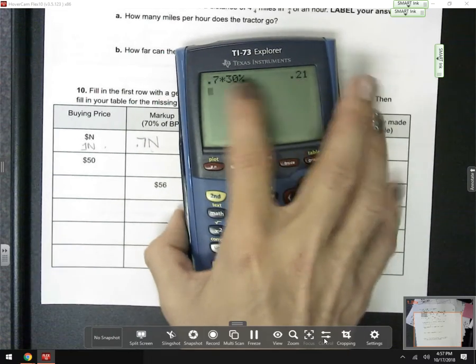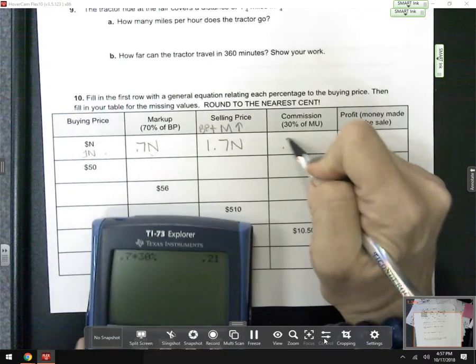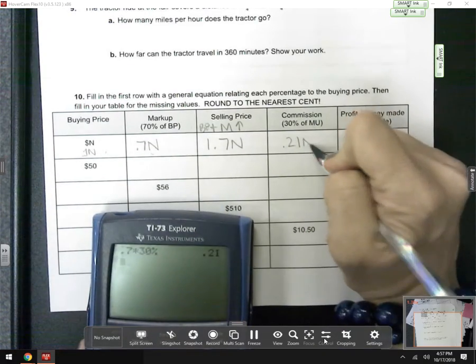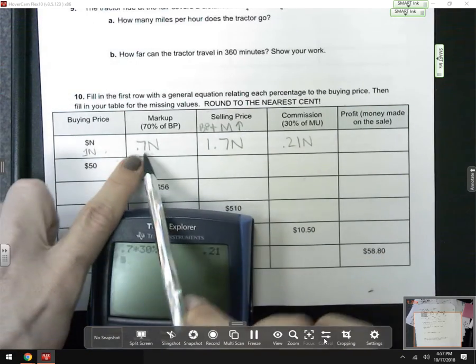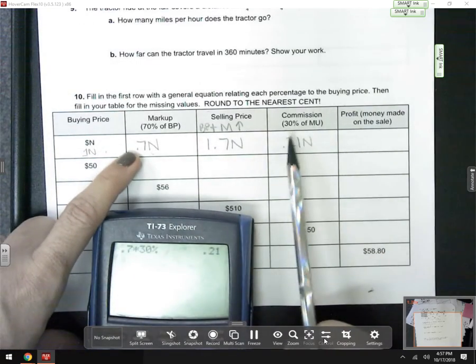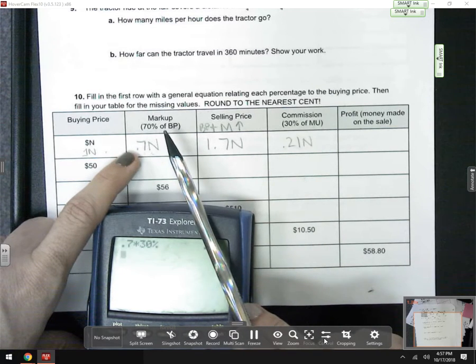So my commission is going to be 0.21 times whatever my buying price was. So again, my markup was 0.7. My commission, this is how much I make on the sale. This is going to be 30% of this amount.